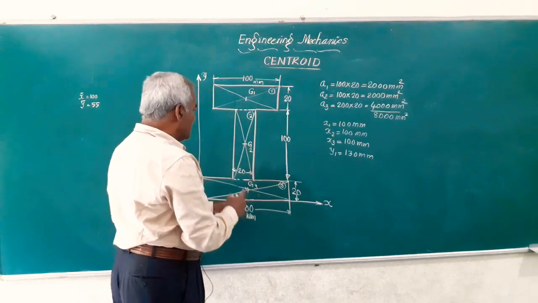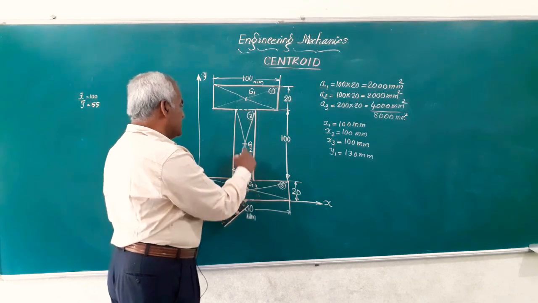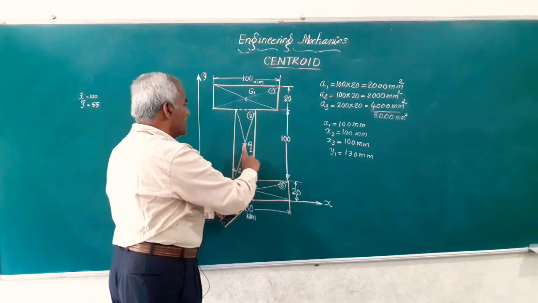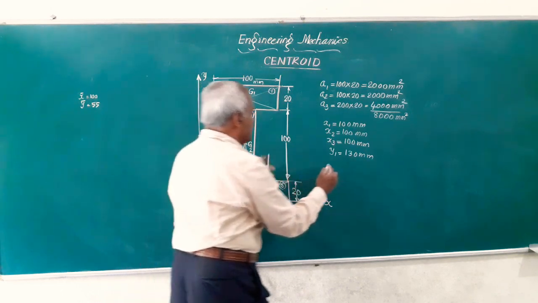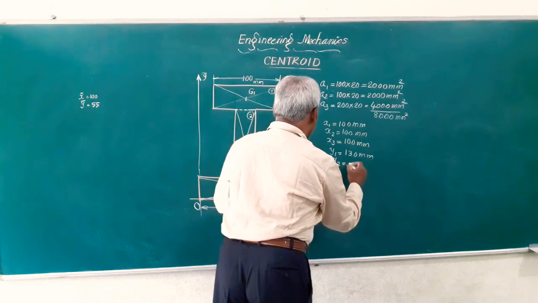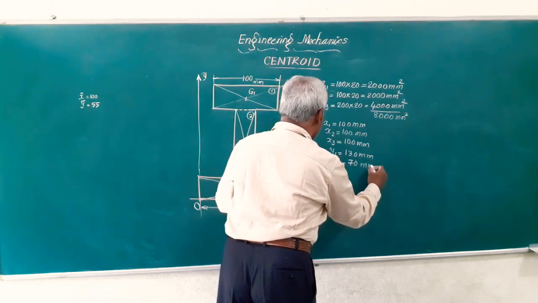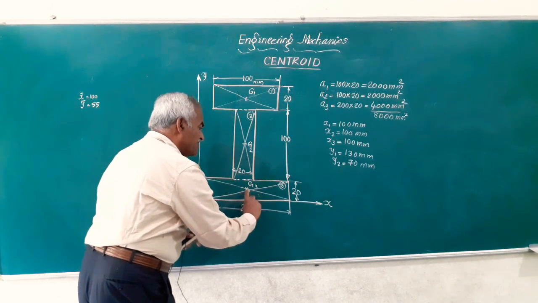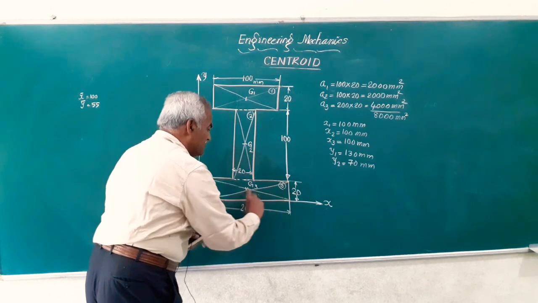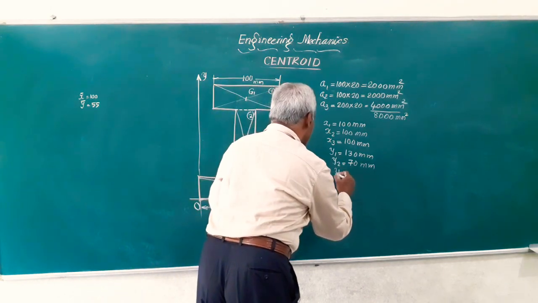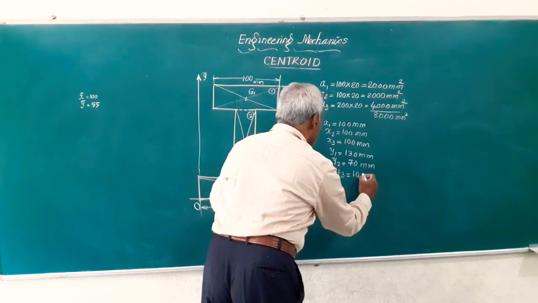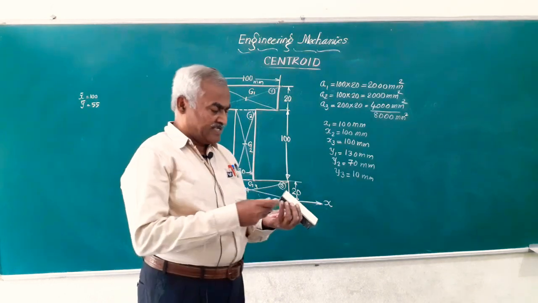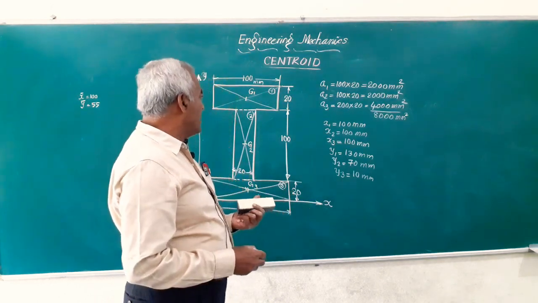Similarly, the centroid of the second rectangle has got a distance of so much. How much is this? This is 20 plus half of this 100 is 50. 50 plus 20 is 70. y2 is equal to 70 mm. Finally, y3 is this distance of G3 from x-axis, that is just 20 by 2, that is 10. So, y3 is equal to 10 mm. Friends, we have all the values required to calculate the centroid of this I section.